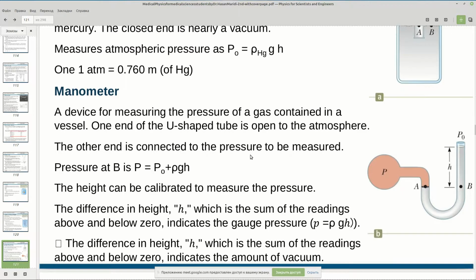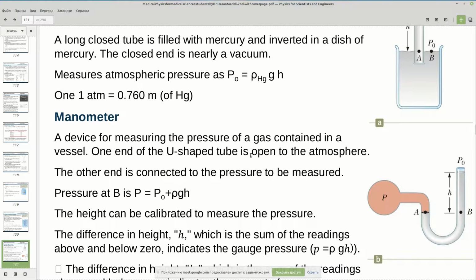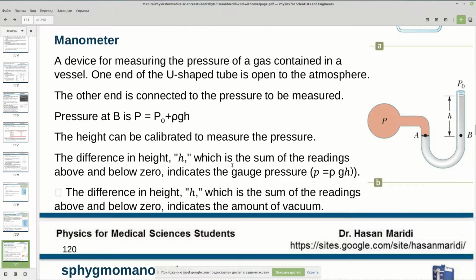The manometer is another way of measuring pressure, because working with mercury is very dangerous, since it is poisonous. It is a device for measuring the pressure of a gas contained in a vessel. One end of the U-shaped tube is open to the atmosphere. The other end is connected to the pressure to be measured. Pressure at B is P = P0 + rho g h. The height can be calibrated to measure the pressure.